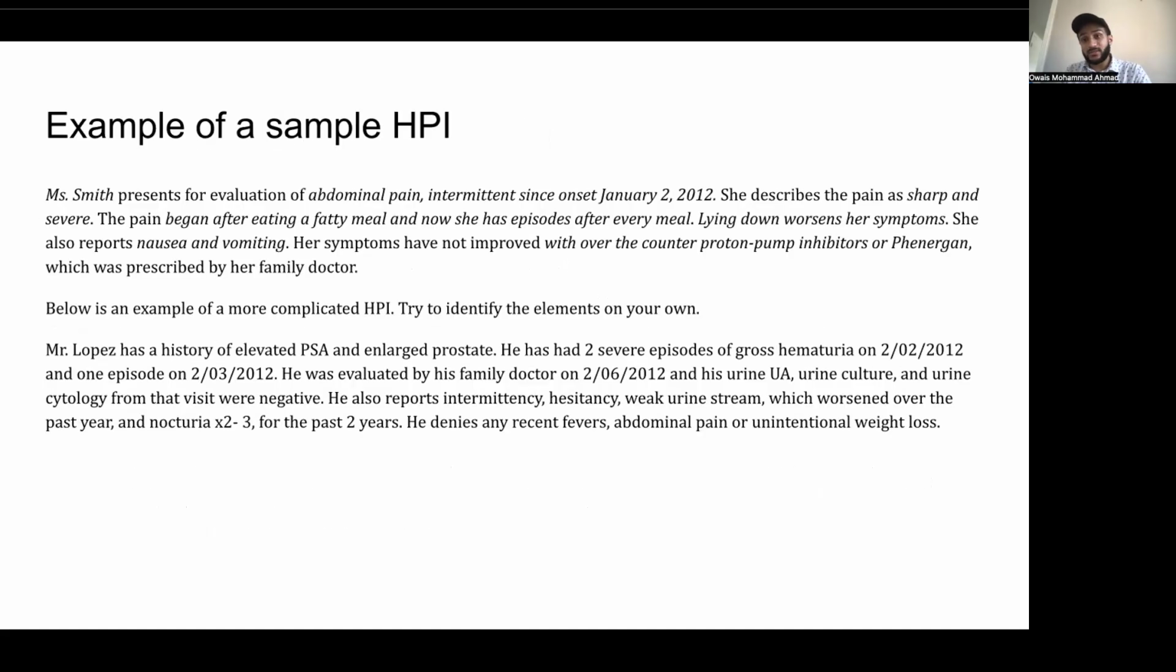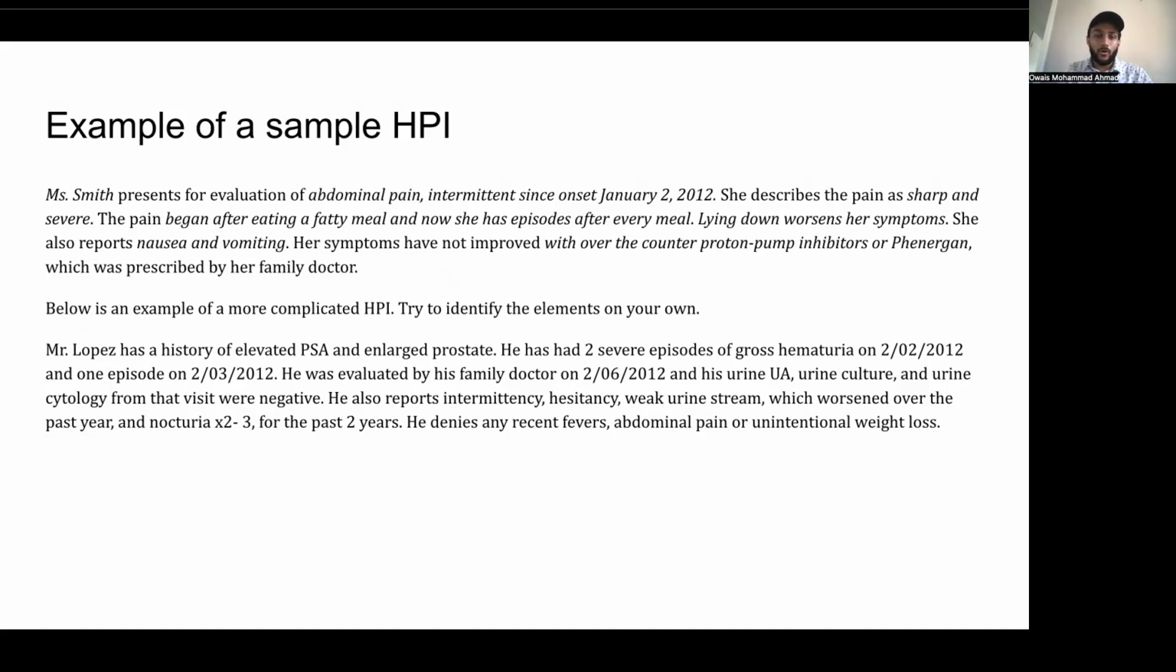Here's an example of an HPI. Mrs. Smith presents with abdominal pain, intermittent since January 2, 2012. She describes the pain as sharp and severe. The pain began after eating a fatty meal, and now she has episodes every meal. Lying down worsens the symptoms, and she also reports nausea and vomiting. Her symptoms have not improved with over-the-counter proton pump inhibitors or Phenergan, which was prescribed by her family doctor.